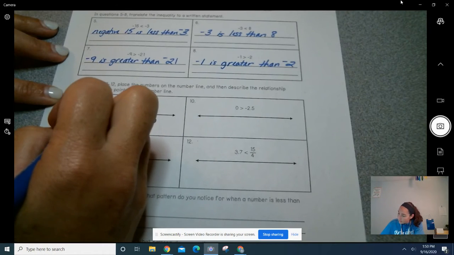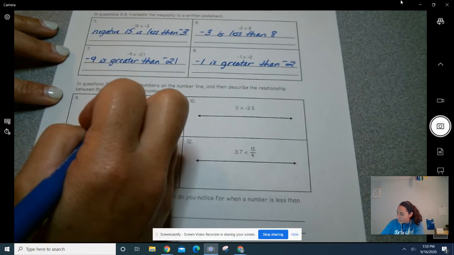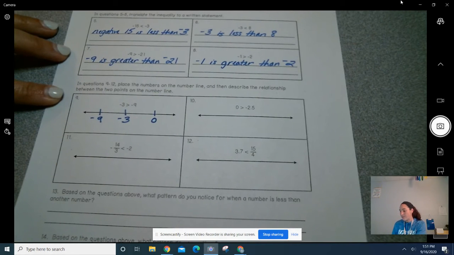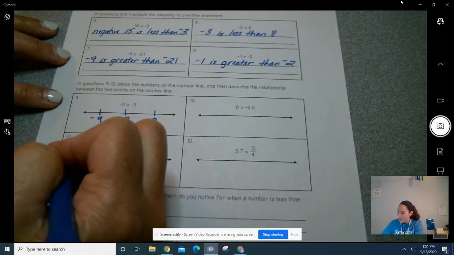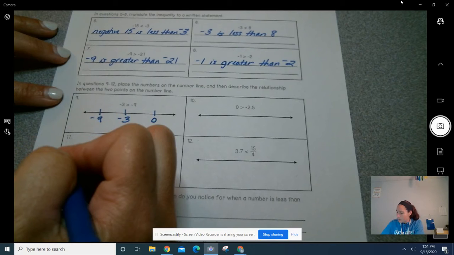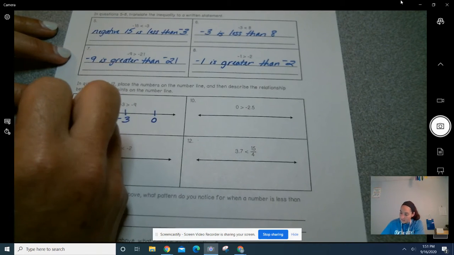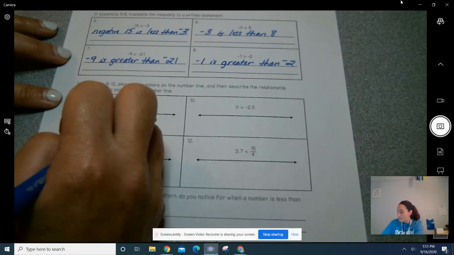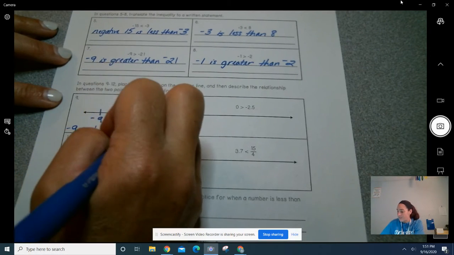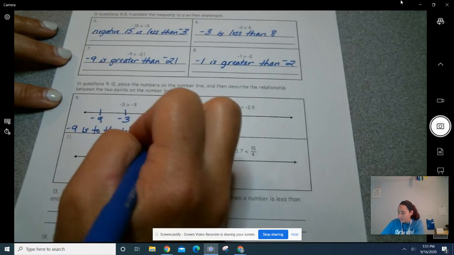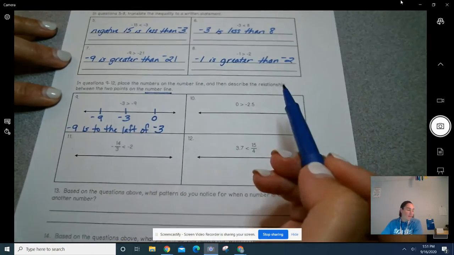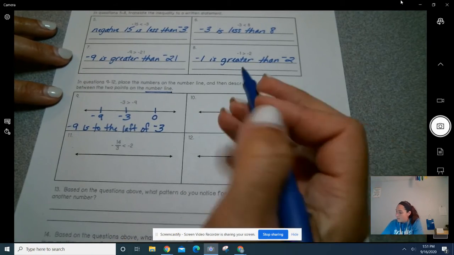And I know that -9 is going to be about here, and -3 will be a little bit closer to 0 than -9. And so my description, what I would write for this is -9 is to the left of -3. When we're talking about relationship on a number line, they want us to describe the position here.